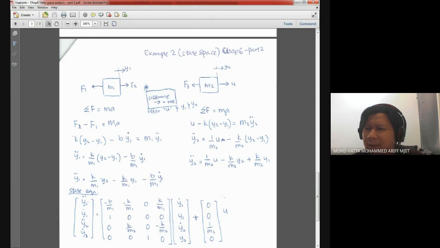From Newton's second law, if I'm not mistaken, we can determine the differential equation from the definition of F equals ma. F here is the sum of the forces, m is the mass value, and a is the acceleration of the displacement.